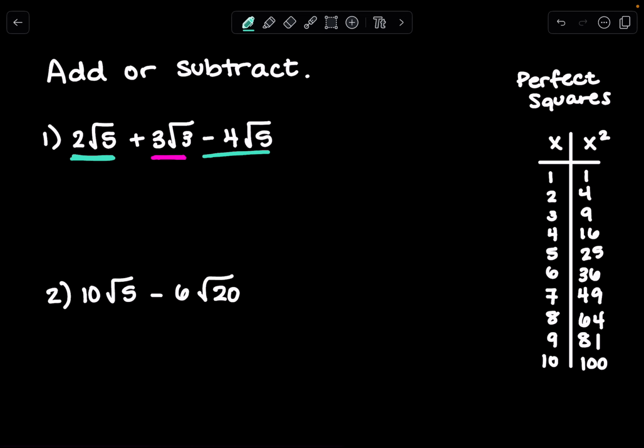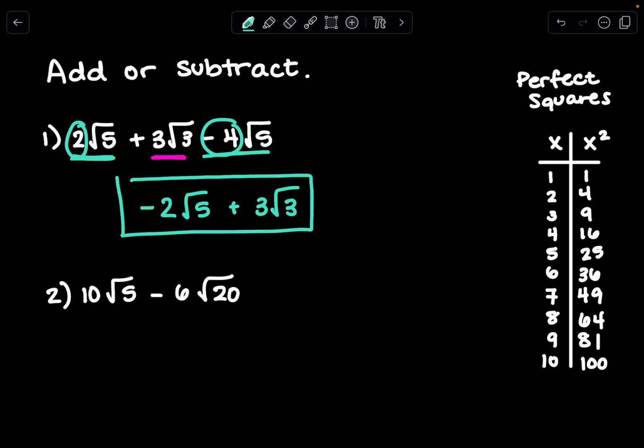So I'm going to get to do 2 minus 4 is negative 2 square root of 5. And then because he doesn't have any other friends, all I'm going to do is just write him on the end. Plus 3 roots of 3. So that's negative 2 root 5 plus 3 square root of 3.